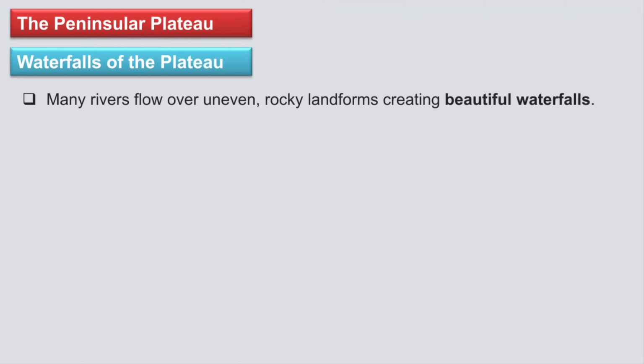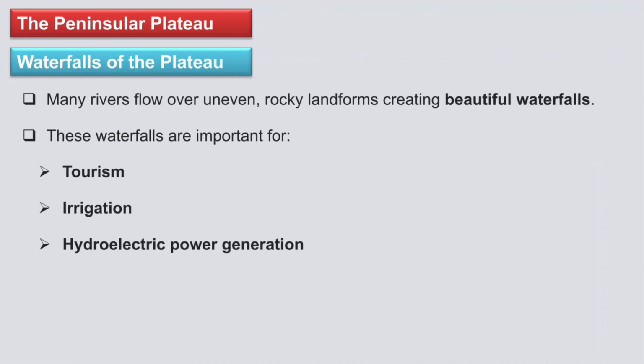And waterfalls of the plateaus. So many rivers flow over uneven rocky landforms, creating beautiful waterfalls. So there are so many waterfalls. This plateau has beautiful waterfalls, and one of them is given in your book also, isn't it, which is in Kerala, Munnar. The image is there, you can see in your book. And these waterfalls are important for tourism, irrigation and again hydroelectric power. See, when water comes, irrigation will always be there and hydroelectric power will always be there, and it will support the people also. But as these waterfalls are very beautiful to watch also, tourism is also there.